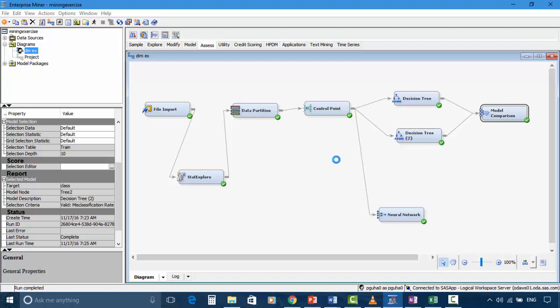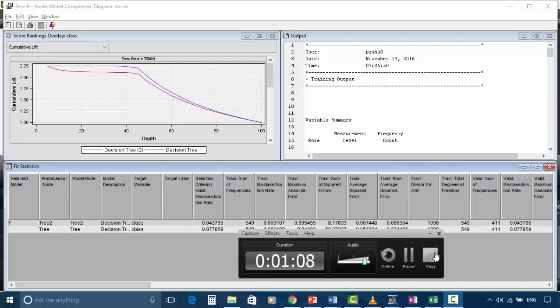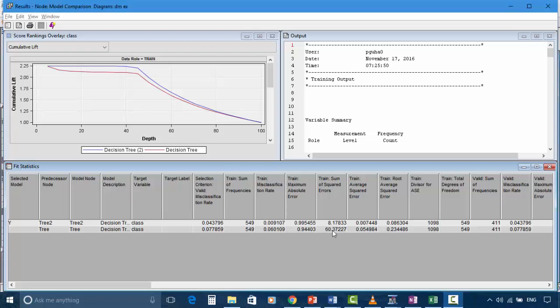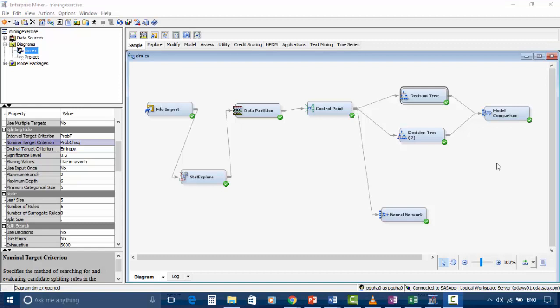Let's see the results of the model comparison. As we can see, the misclassification rate and sum of squared error decrease as the maximum depth increases. Thus, the maximum depth of 6 tree is better than the maximum depth of 3 tree. However, if we increase the maximum depth, this will result in overfitting, and thus we cannot use the model for any other dataset. So the next concept which we will be talking about is splitting rules.